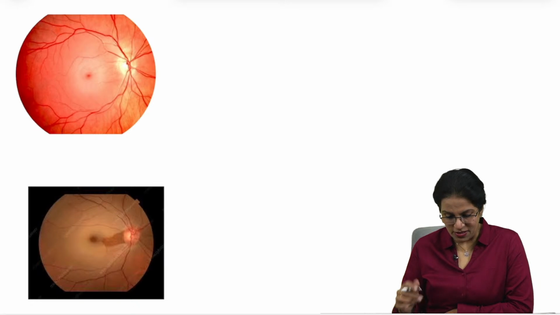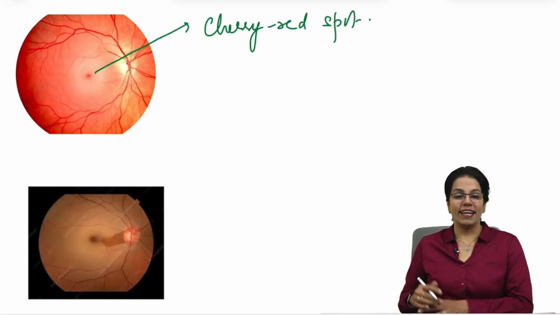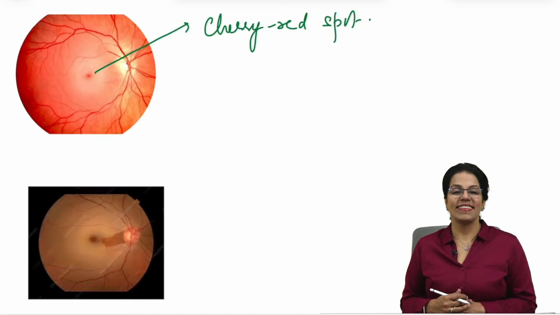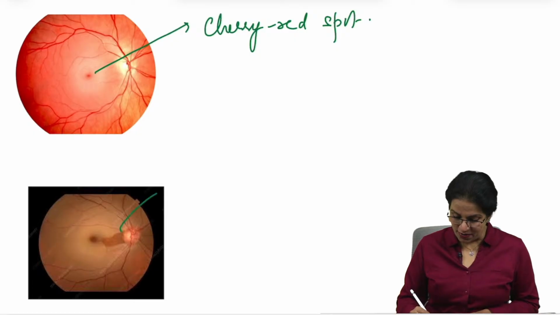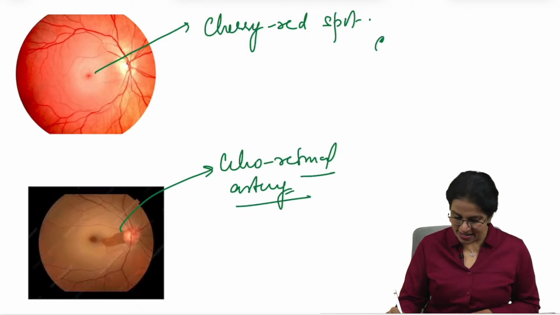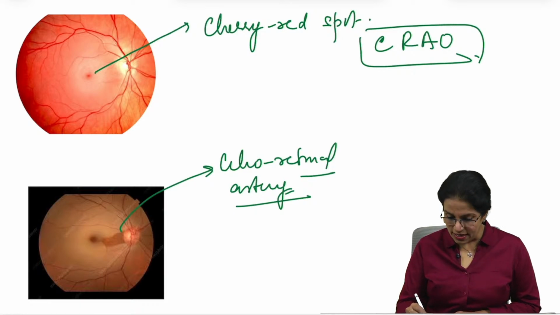Look at this image. What is the diagnosis? What I see here is a cherry red spot. If you are looking at a cherry red spot with edema all around, and the second image is very strongly telling me that there is some dual blood supply to the macula. What is this artery known as? Cilioretinal artery, isn't it? So what are we talking about? Central retinal artery occlusion. Very good.